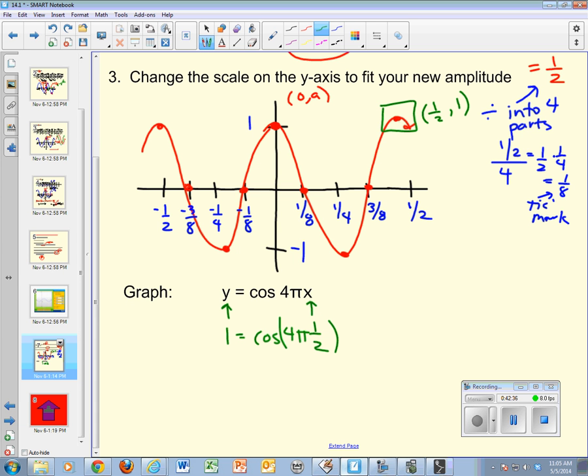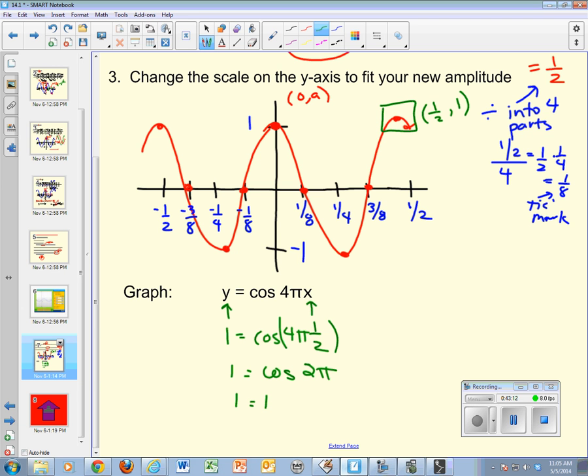Here's where you need your unit circle. 4 pi times 1/2. Don't grab your calculator. You know how to do this. 4 pi times 1/2 is what? 4 pi over 2, which simplifies to 2 pi. So you're going to do the cosine of 2 pi. Find 2 pi here in your unit circle. And the x-coordinate is 1. Okay, so that point works. And you should be able to do that with any of these points. Okay, you pick a few of them. If they work, you know you're right.